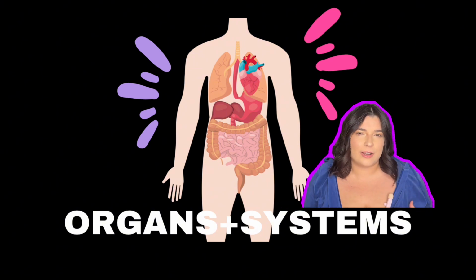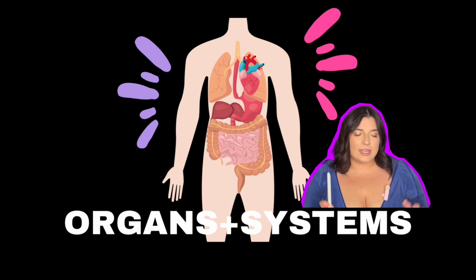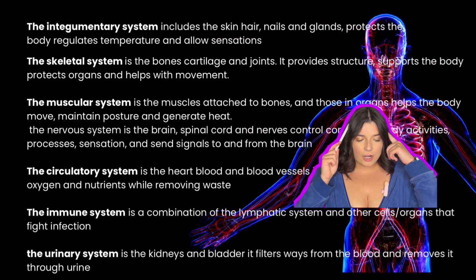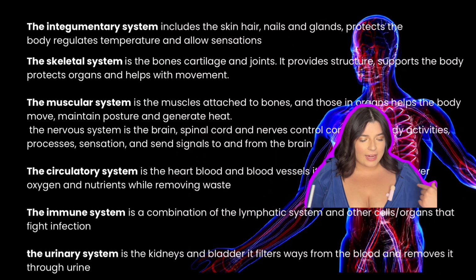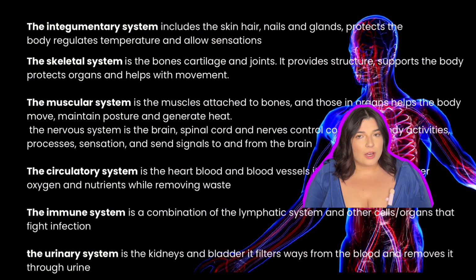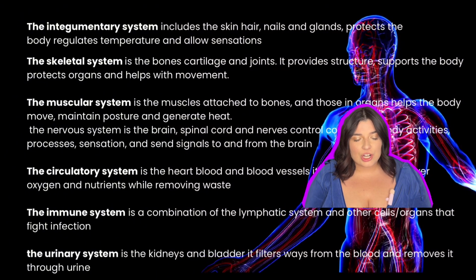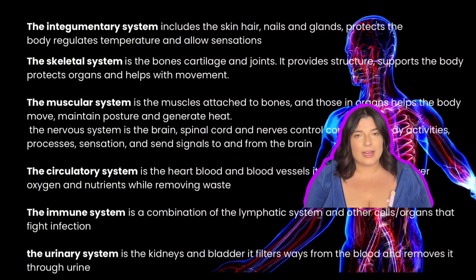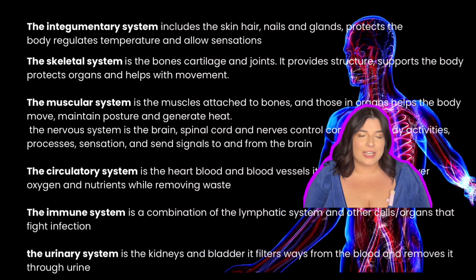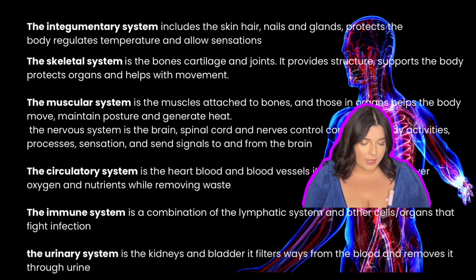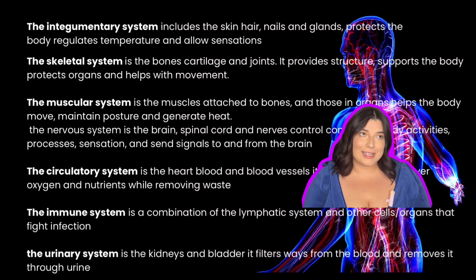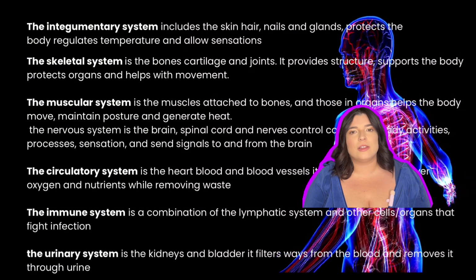Organs are parts of our body. They all have a specific job. The integumentary system is the skin, hair, nails, and glands. It helps you regulate temperature, and it allows you to feel sensations like touch, heat, pain, cold. Why is it important for us to understand as estheticians? Because duh, we literally work on this system, guys.